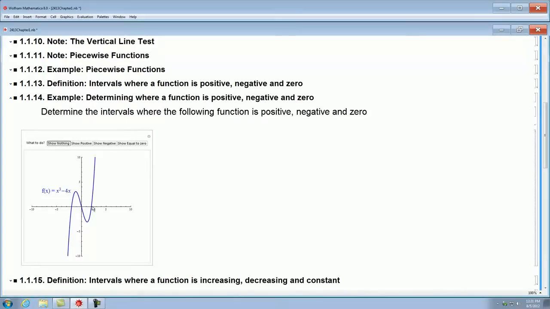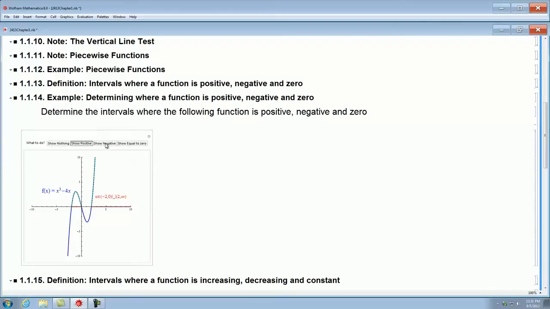Then from here up, so I'm going to click here, show positive. You can see here, that's where it's positive, and that's where it's positive. The answer is the x values that you would plug in to make the function positive. So notice if I plug any x value in between here and here, my outputs will be above the x-axis. So how do I say everything between here and here? I say from negative 2 to 0. Also, from 2 on to infinity, my graph is above the x-axis. So I say unioned with 2 to infinity.